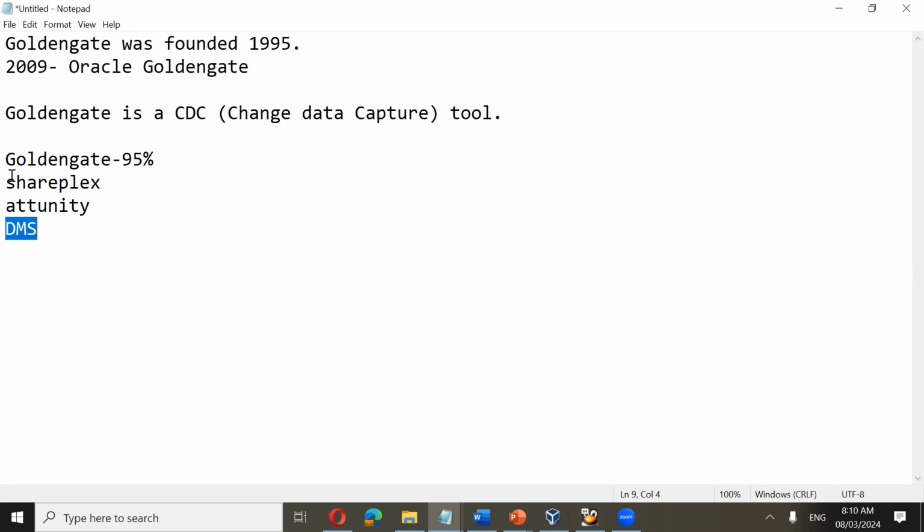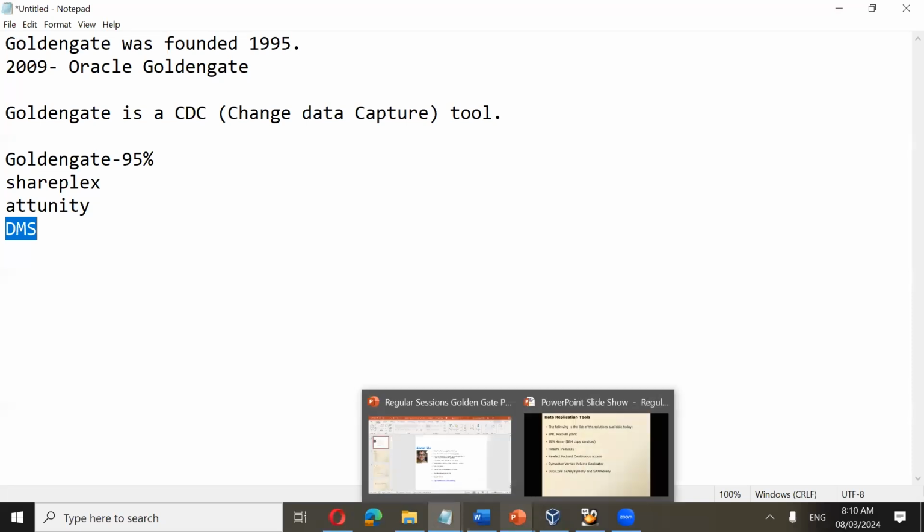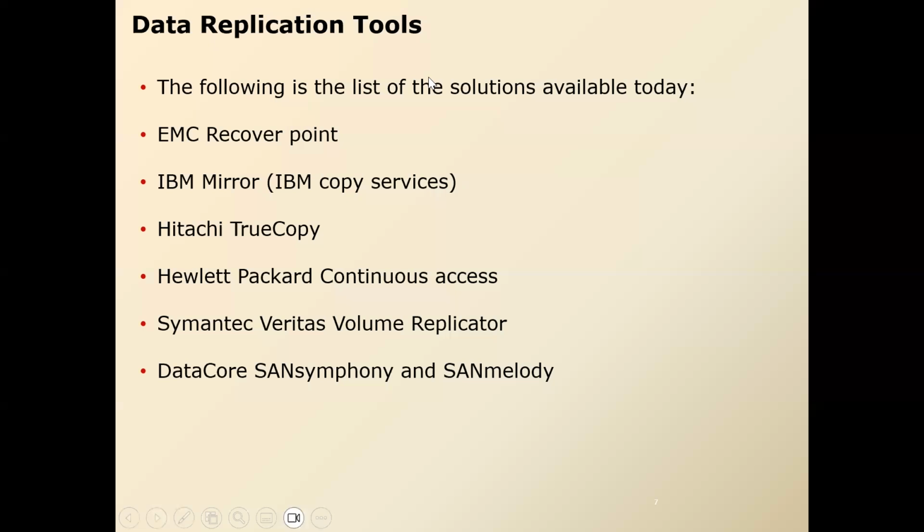There are multiple reasons for it. There are technical reasons, professional reasons, and financial reasons are of course involved as well. We'll discuss that too. GoldenGate is a replication technology which is very widely used as a data replication tool.